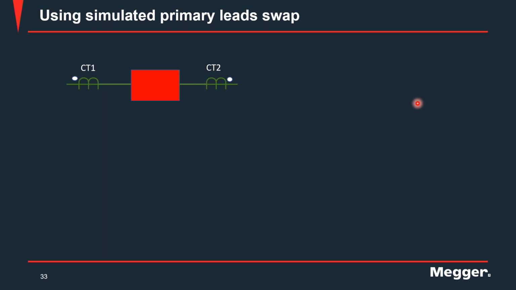Using simulated primary lead swap. So let's say you're testing on an asset which has a CT on either side, and the polarity is as shown here. To test CT1, you're going to connect the primary leads in this manner. The H1 goes on the side on which the CT1 is, H2 goes on the opposite side. And let's say the red box is a breaker, the breaker is closed, and you run the test. You will get the values for CT1.